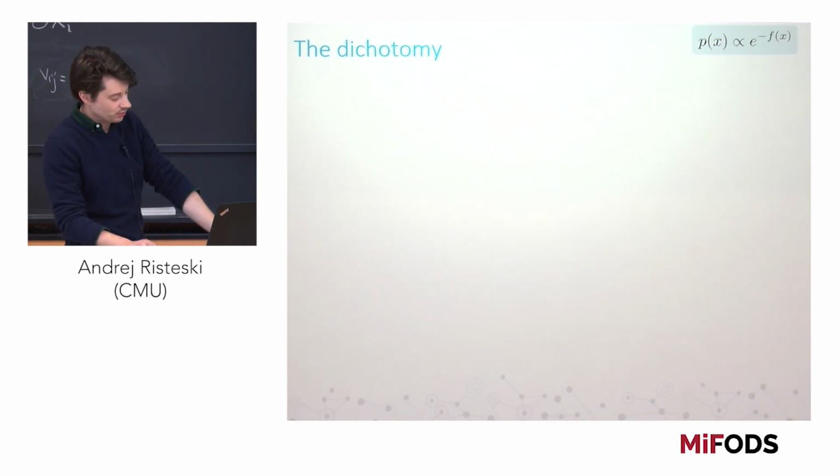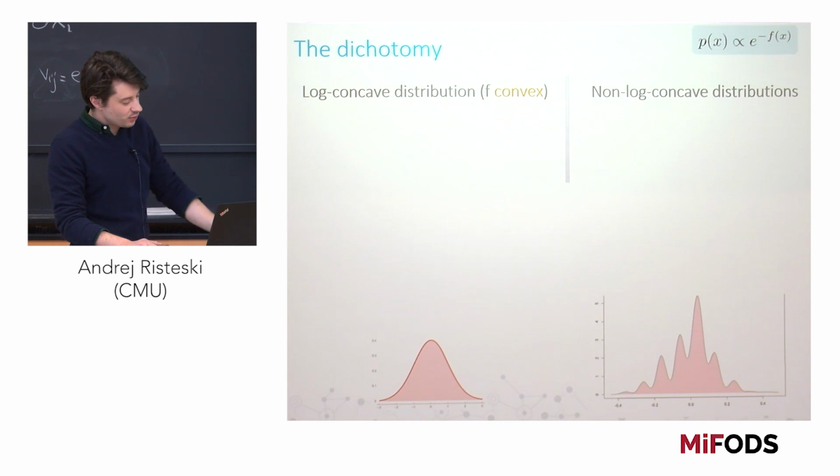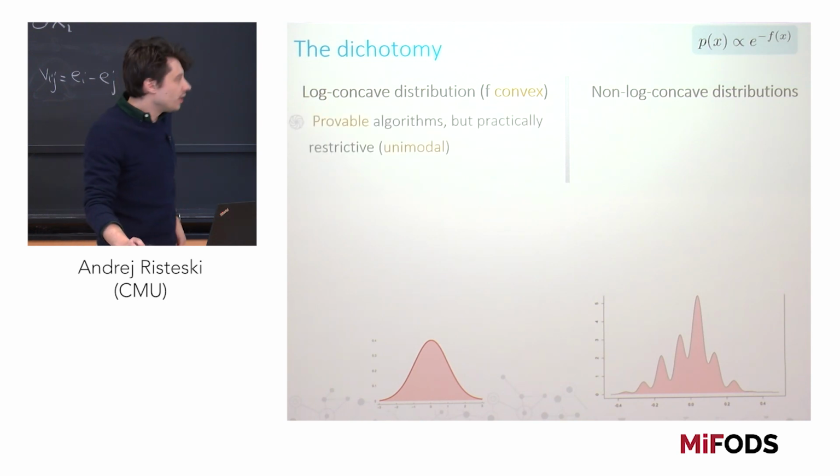So there's a natural dichotomy between which classes of distributions are easy and which ones are hard, which tracks pretty well what's happening for optimization. The dichotomy is whether the distribution is log-concave, in other words, whether f is convex, or whether it's not log-concave. When we're looking at log-concave distributions, there's a bunch of provable algorithms, in particular the one that I'm going to be talking about. But we don't like it in practice because it's pretty restrictive from the point of view of modeling.